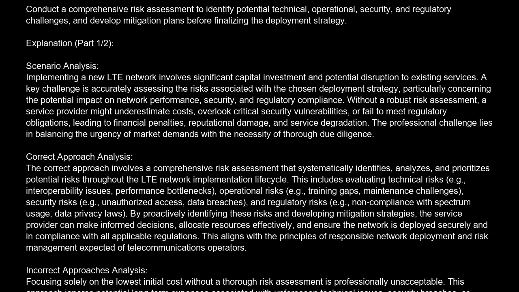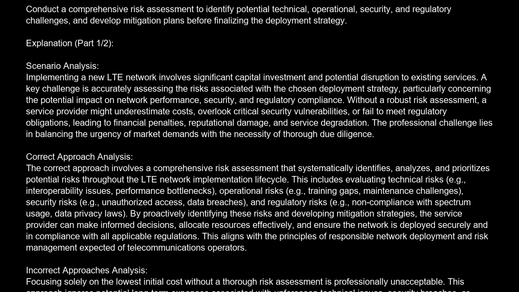Conduct a comprehensive risk assessment to identify potential technical, operational, security, and regulatory challenges, and develop mitigation plans before finalizing the deployment strategy. Explanation: scenario analysis. Implementing a new LTE network involves significant capital investment and potential disruption to existing services. The key challenge is accurately assessing the risks associated with the chosen deployment strategy, particularly concerning the potential impact on network performance, security, and regulatory compliance.